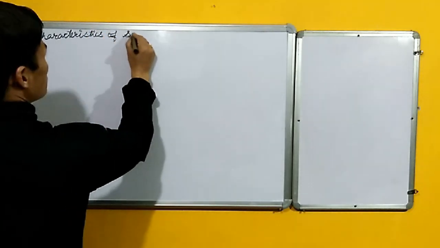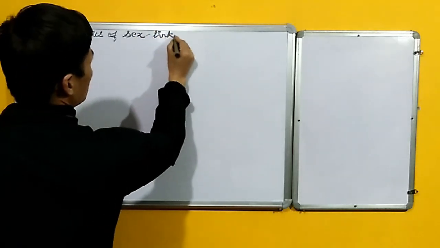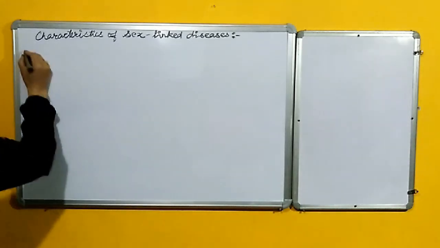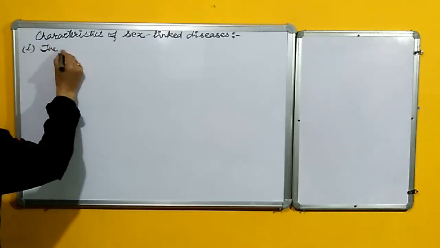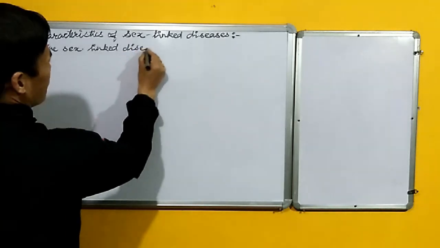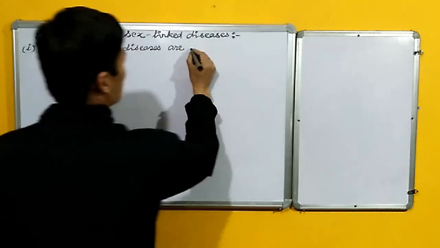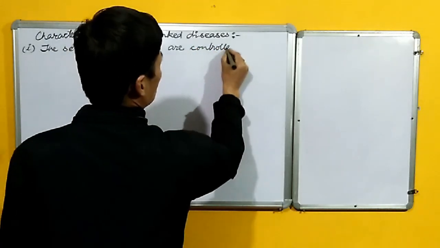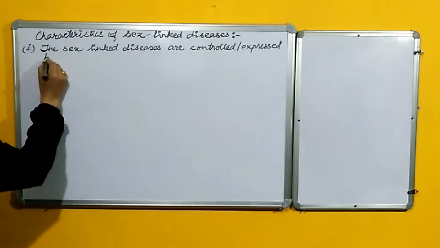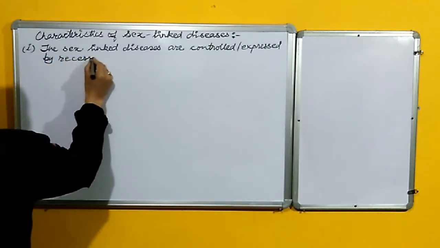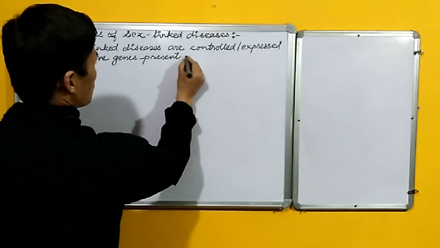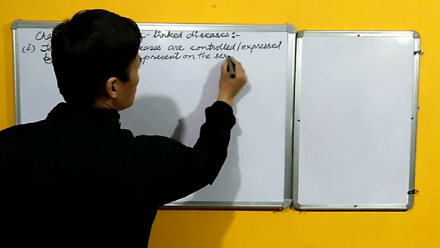Now let us try to understand some of the characteristics of these sex-linked diseases. Number one, the sex-linked diseases are controlled or expressed by recessive genes present on the sex chromosome.